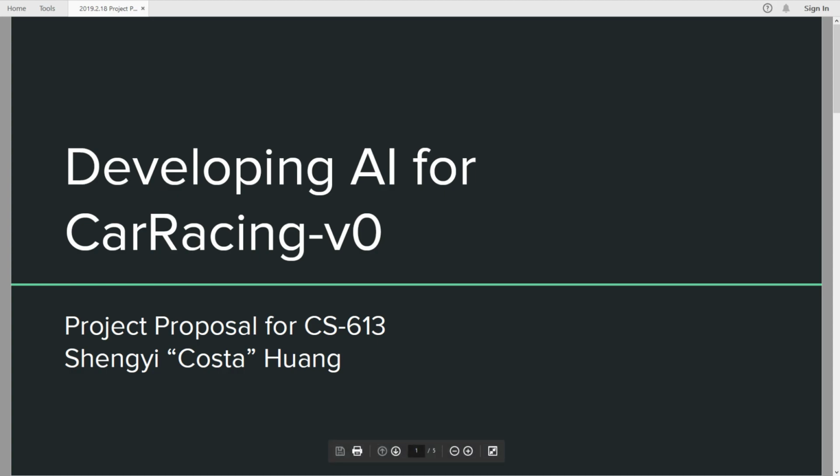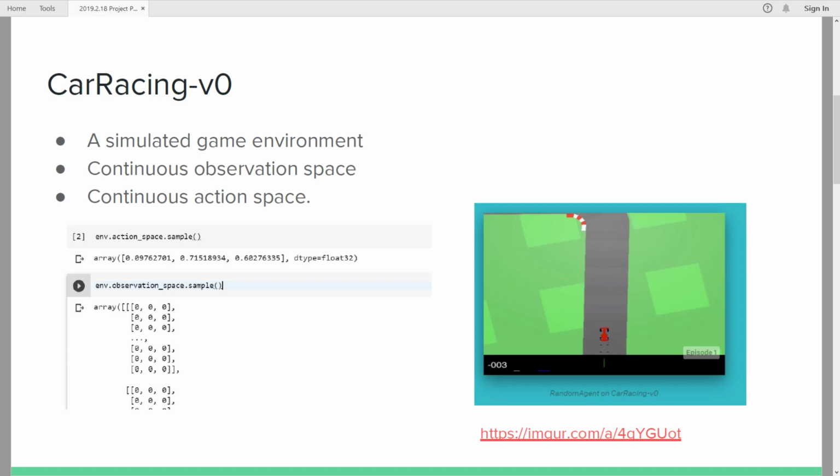Hello, my name is Costa, and I'm doing a final project on developing AI for Car Racing V0. Car Racing V0 is a simulated game environment where the agent in the game will operate a red racing car and try to navigate it through the environment, try to drive it as fast and as far as it can without crashing into the grass area, which will slow the vehicle down.